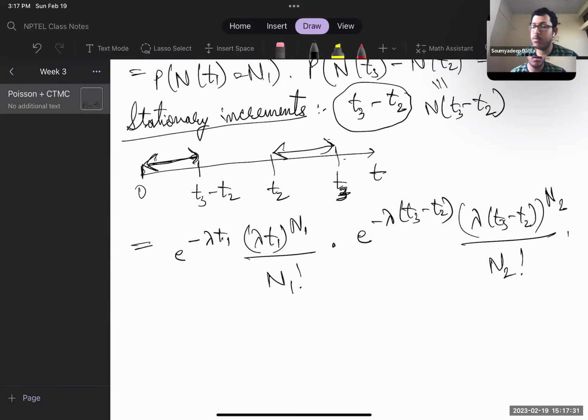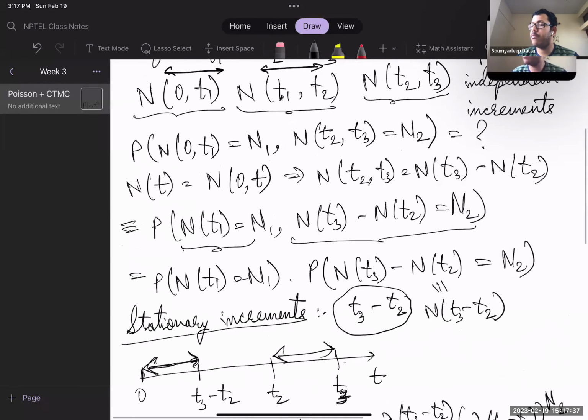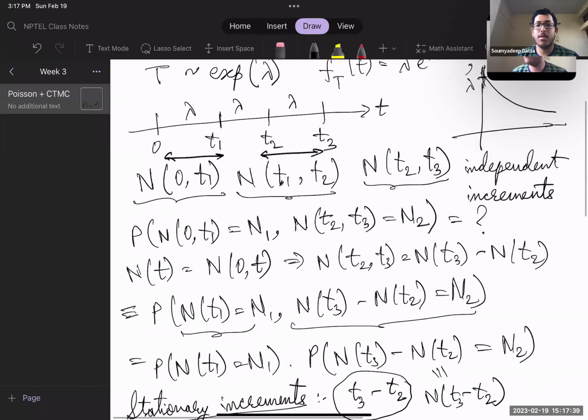And this can be extended. This is not just for two intervals. I could have easily framed this question as N of 0 to t1, t1 to t2, t2 to t3, where this is equal to n1, this is equal to n2, this is equal to n3. This holds for as many independent intervals as you take. It will just be independent. So you will just have to take the product of each of these individual chunks of time, right?